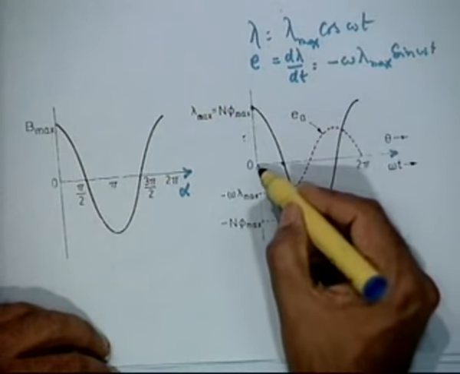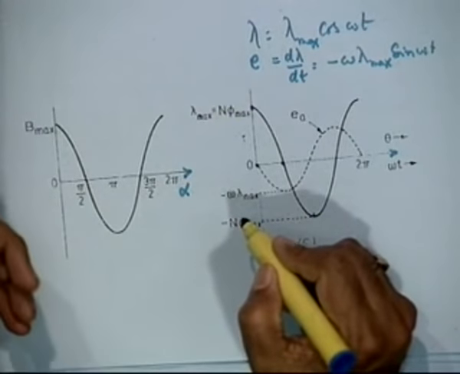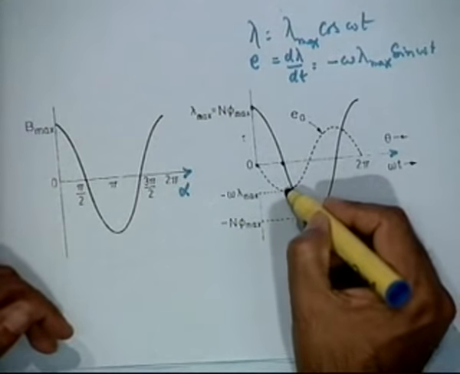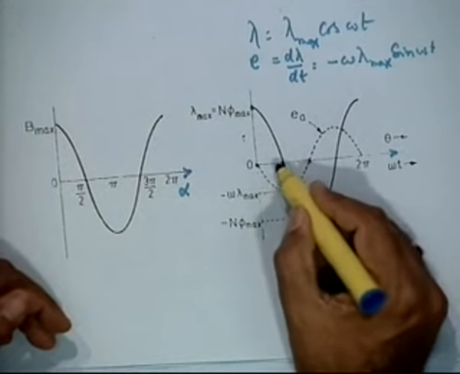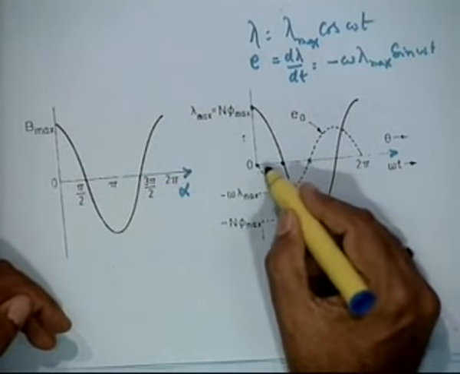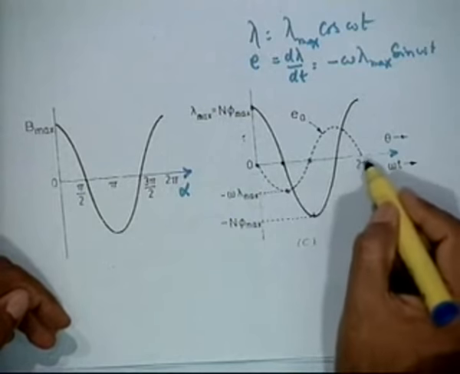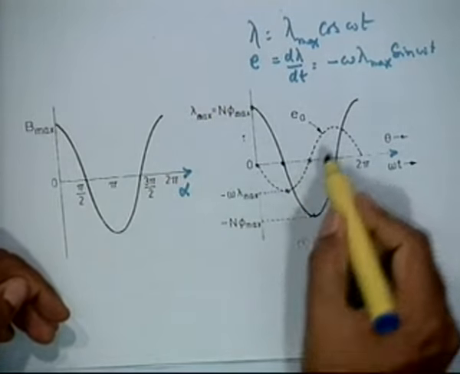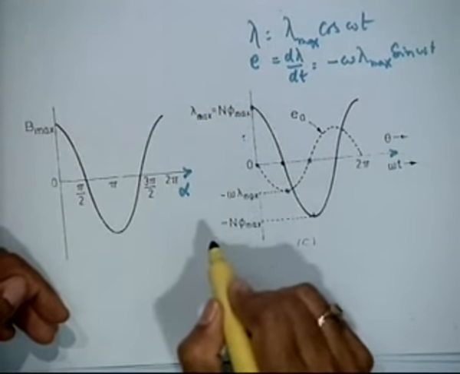because we have taken lambda max. So, at omega t equal to 0, when flux linkage is maximum, voltage is 0. When flux linkage is 0, voltage is maximum, and when flux linkage is again minus maximum, it is 0. So there will be a phase shift of 90 degrees between the voltage waveform and the flux linkage waveform. Okay, so this is the E wave. E wave is also sinusoidal at the same period, with a value varying from minus omega lambda max to plus omega lambda max.